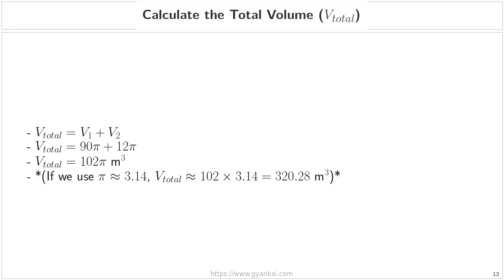320.28 cubic meters. This completes our calculation, but before we move on, I want you to pay close attention to the next slide, as I'll be highlighting some very common pitfalls that students encounter when working with these types of problems.